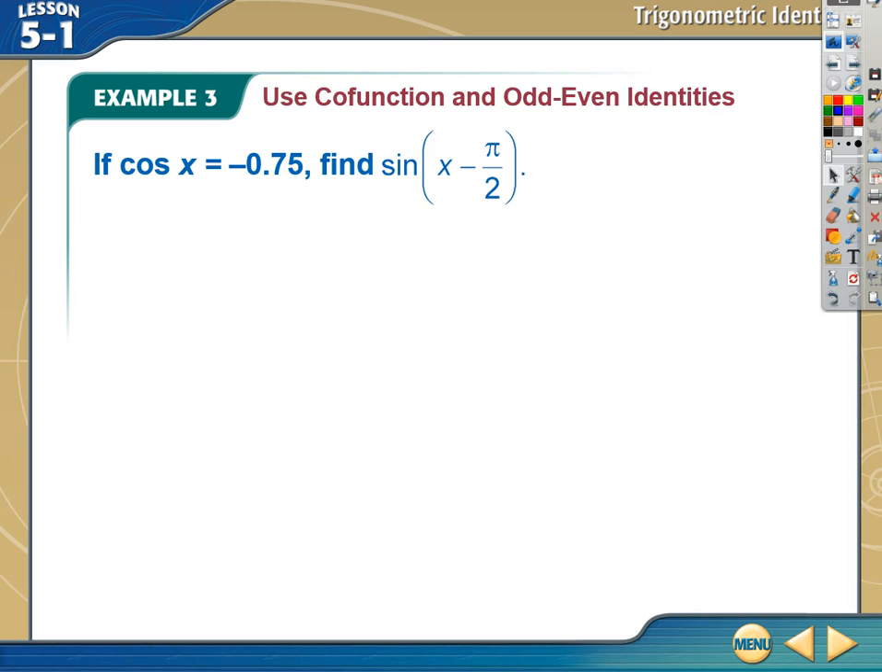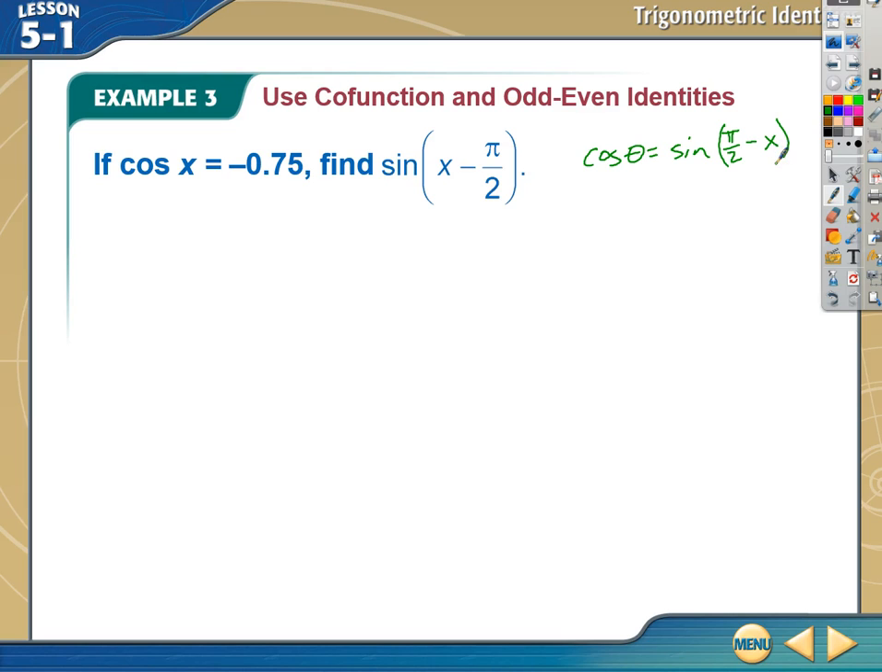They say if cosine of x is equal to negative 0.75, find sine of x minus pi. Well, if I take a look at my cofunction identities, I see that this is really close. What they tell me in my cofunction identities is that cosine of theta is equal to sine of pi over 2 minus x.